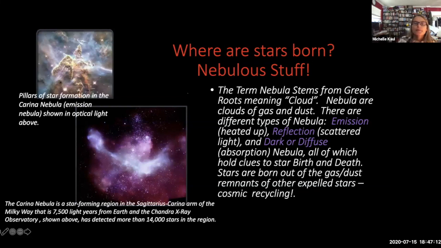So the main items to be aware of is where we're actually born. We're always looking for a star birth area. So we talked about that yesterday. So we have 3 types of nebula: emission based on the excitation, the heated up gases; reflection, scattered light; and then we have dark or diffuse nebula, the absorption nebula. Your book has some really good details on that. Make sure you do know those.